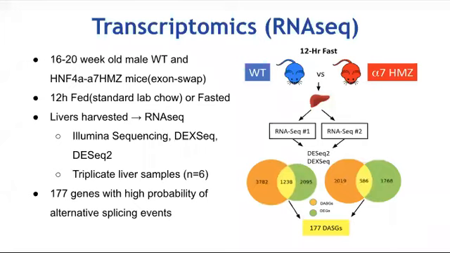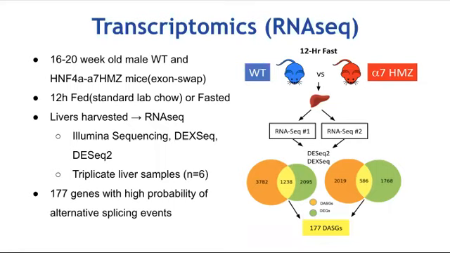Okay, so next, my first step was that in our lab, we generated transcriptomics data. We used young adult, so 16 to 20 week old male mice, and we used wild type mice as well as the exon swap mice. They were fed standard lab chow, and they were fed or fasted for 12 hours, from 10:30 p.m. at night to 10:30 a.m. in the morning, and then we harvested their livers.